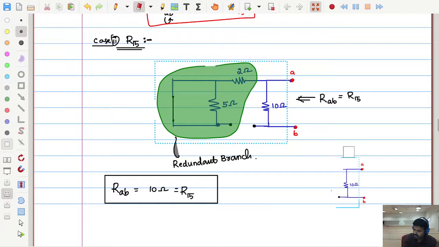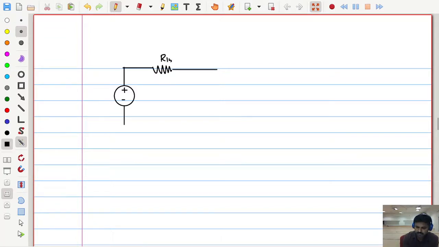Open circuit means nothing will be there. See, nothing will be there on this side. Then how much is the resistance between A and B? 10 ohms. Now after getting this, we proceed to replace the given circuit by one voltage source in series with one resistance. So RTH is 10 ohms and VTH is, how much is the VTH?